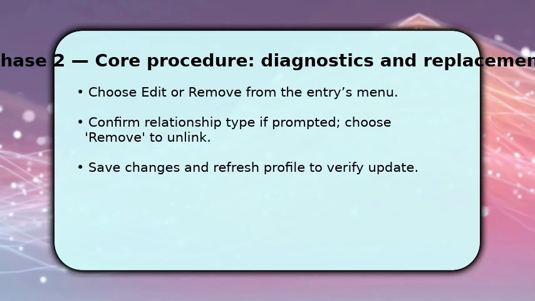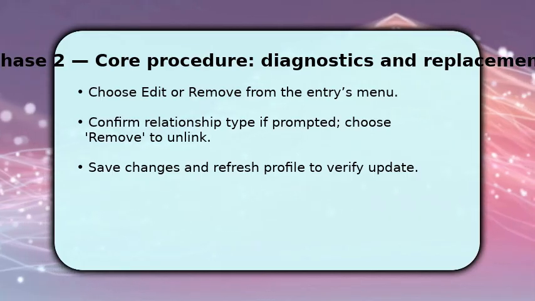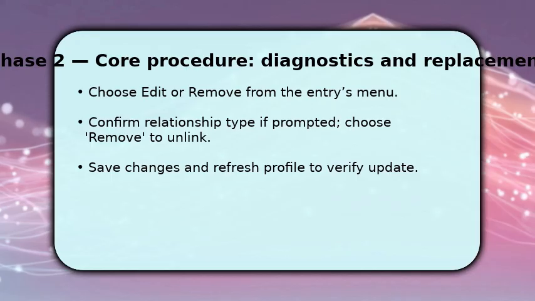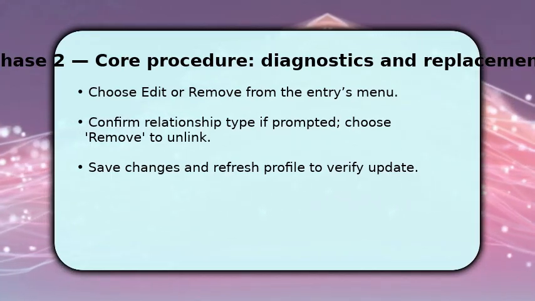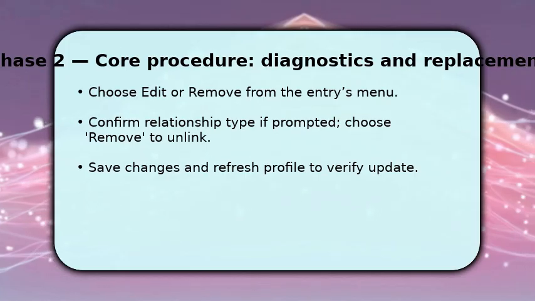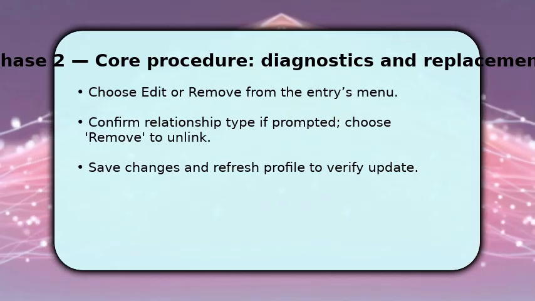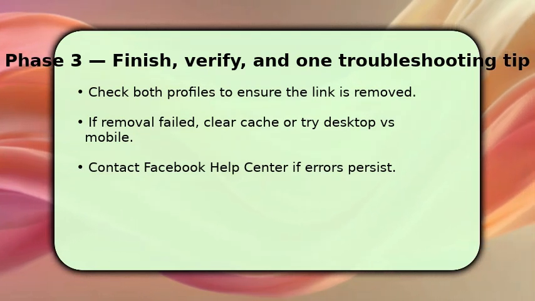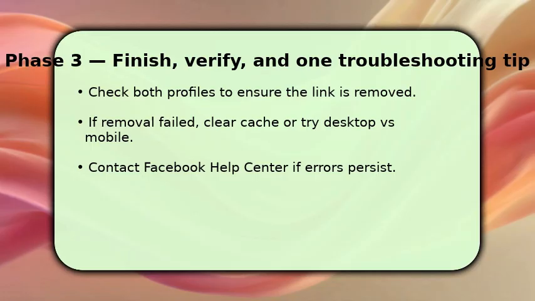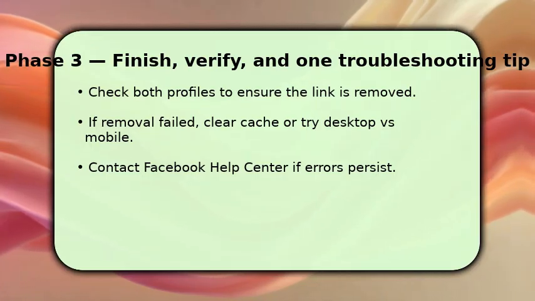Once removed, press Save or Confirm. Facebook may ask for a final confirmation. After confirming, refresh your profile page to ensure the family tag is gone. This verifies the action completed successfully. To finish, verify the change by viewing your profile from another account or asking a friend to check. This confirms the link is truly removed.